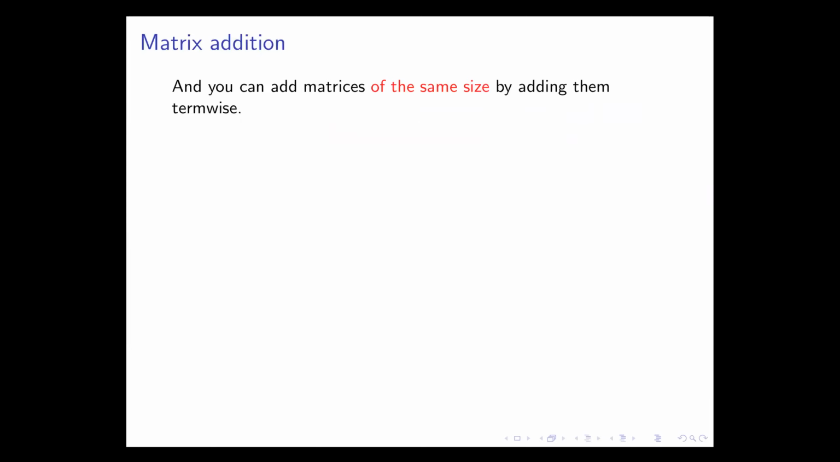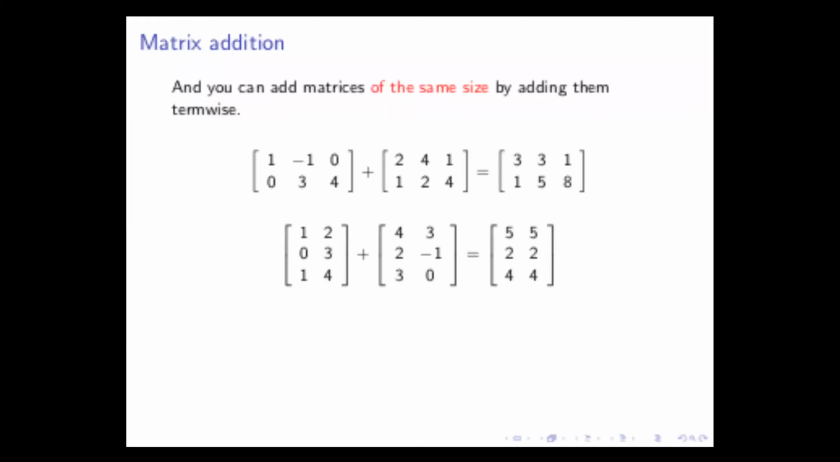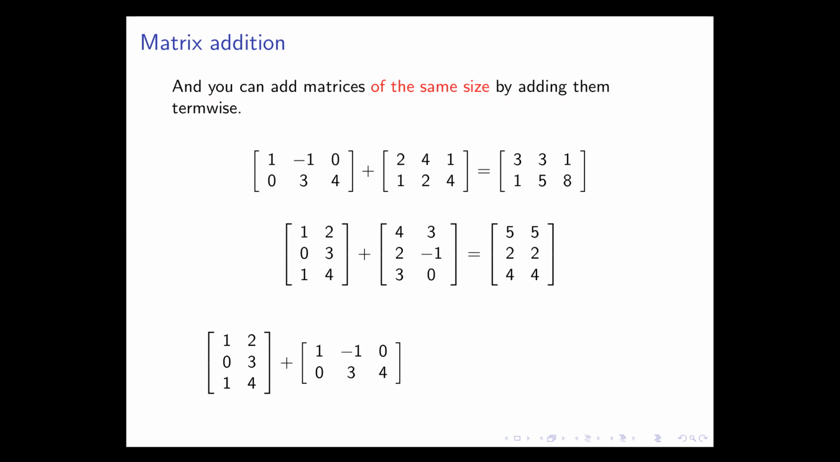We are allowed to add matrices only of the same size. You just add them term by term. So these are matrices of the same size, we can add them. These are matrices of the same size, we can add them. Adding also includes subtracting and multiplying by numbers, or any linear combination of these matrices. But these matrices are not okay because there is no meaningful way to assign a matrix which is the sum of these two.